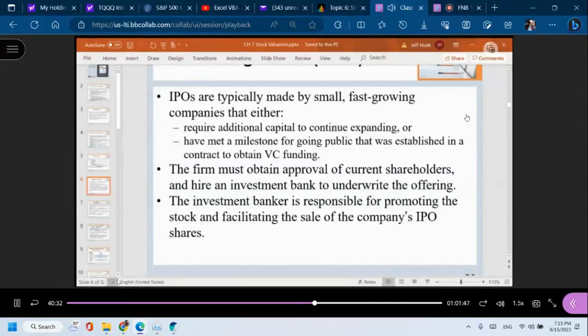NRA, gun lobbyists. But then think about it. The list goes on and on.